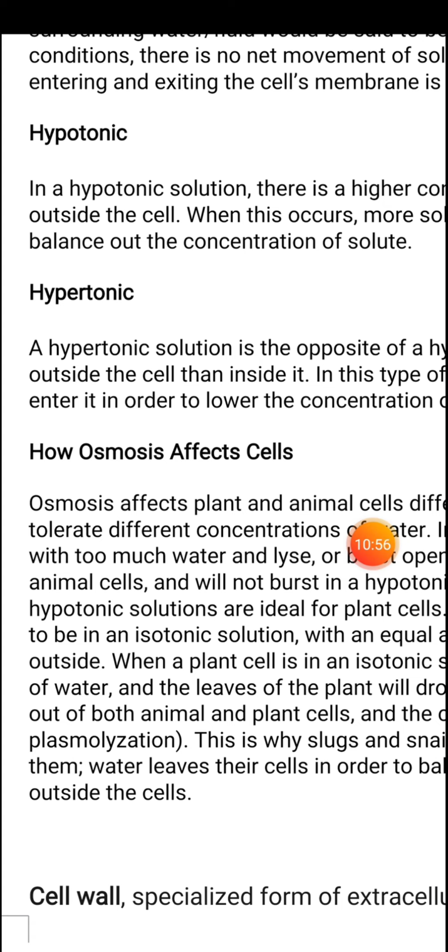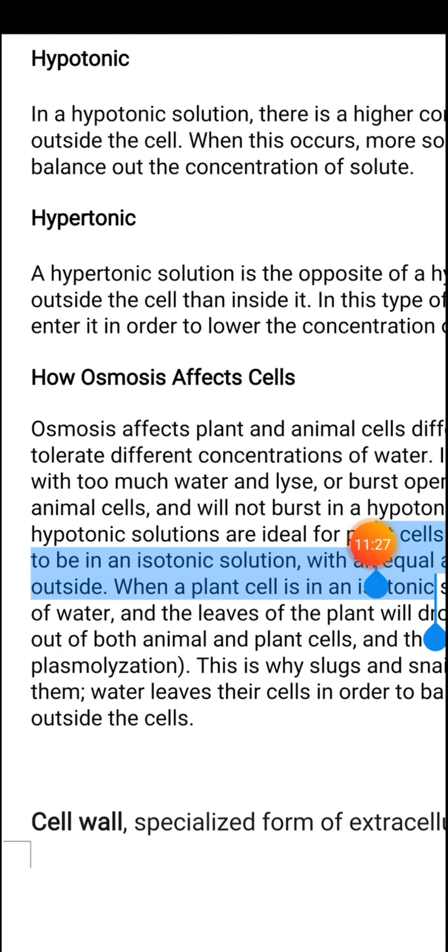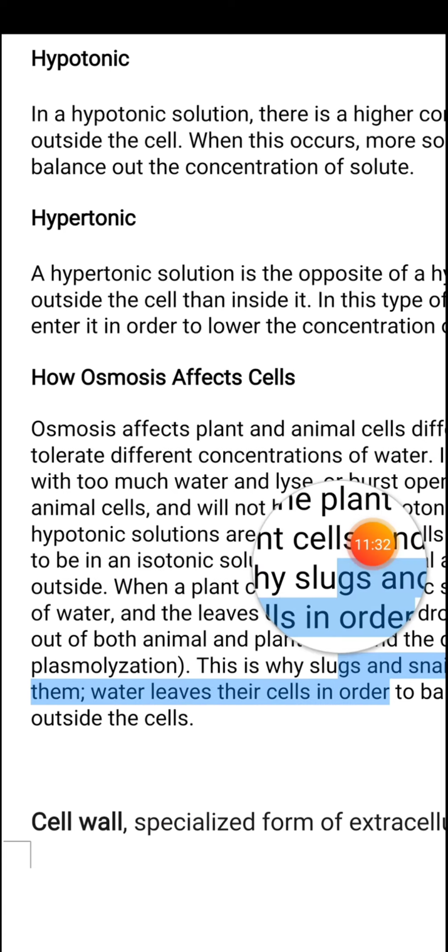For example, plants require more water, and animals don't require much water. So for an animal cell, isotonic solutions will be better, and for plants, hypotonic solutions will be better. That means outside is hypotonic, so the water from the outside will come inside. And if we keep an animal cell in a hypotonic solution, the water will come inside and it will burst the cell. I will show you with the diagram in the coming slide.